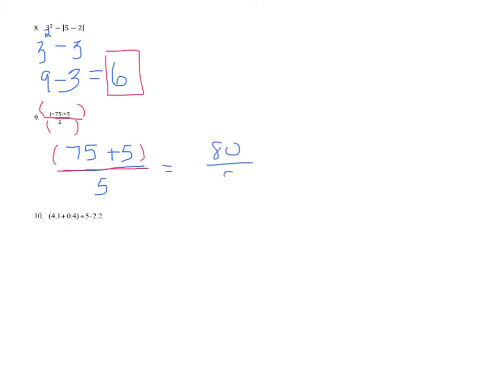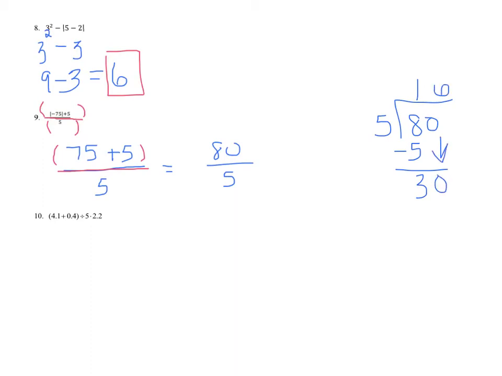Now that divided by 5. Well, I don't know 80 divided by 5 in my head, so I'm going to pull it off to the side as long division. 80 divided by 5. 5 goes into 8 one time. 1 times 5 is 5. Subtract, I see I have 3. Pull down the 0. 5 goes into 30 6 times. 6 times 5 is 30, so I have 0 remainder. So 80 divided by 5 is 16 as my final answer.